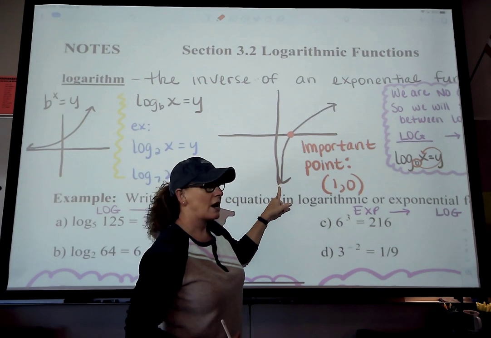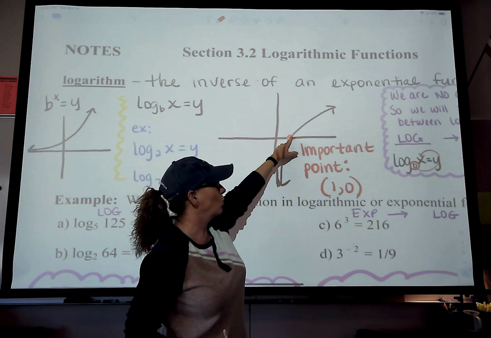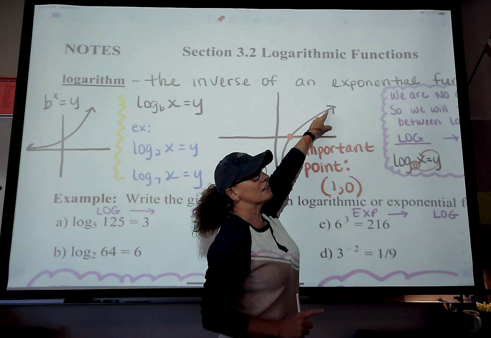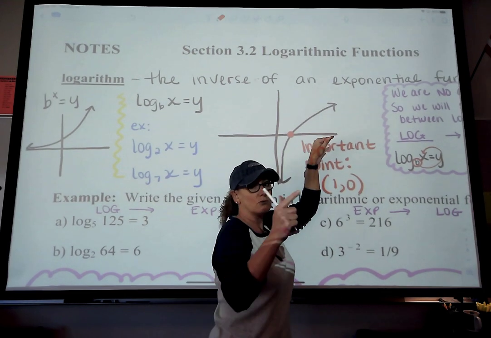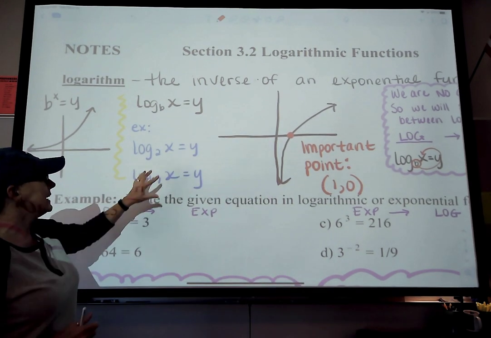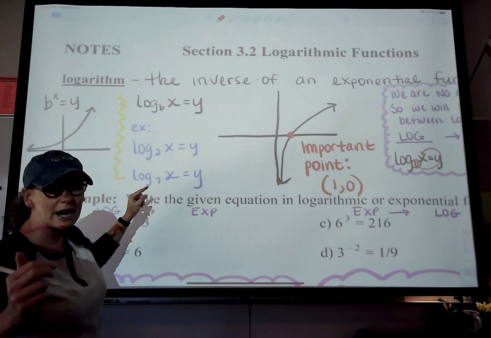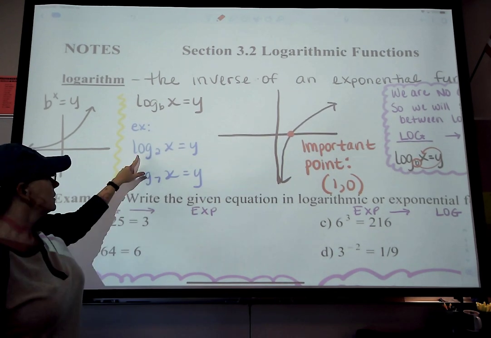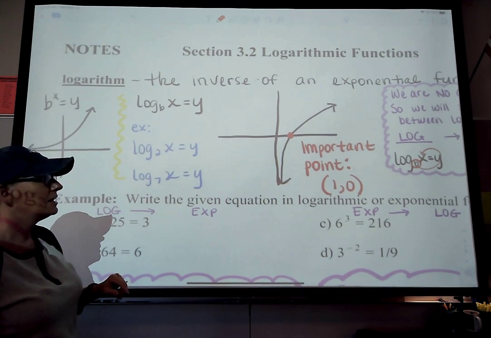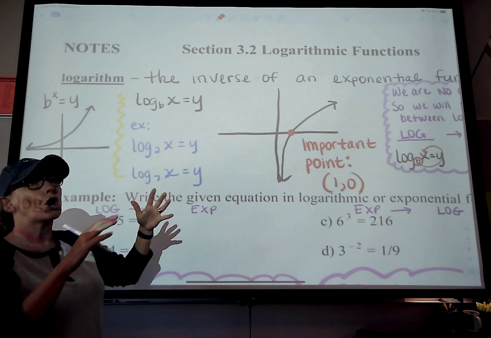It's never going to touch the y-axis. It's going to cross the x-axis at the point 1, 0. That's important. Memorize that. And then it's not going to level off. It's going to keep going right and up forever. And here are a couple of examples of just a typical logarithm function whose graph looks like that. Log base 2 of x equals y. Log base 7 of x equals y. Yeah, this graph might be a little bit steeper than this one, but not much. They pretty much all look the same.